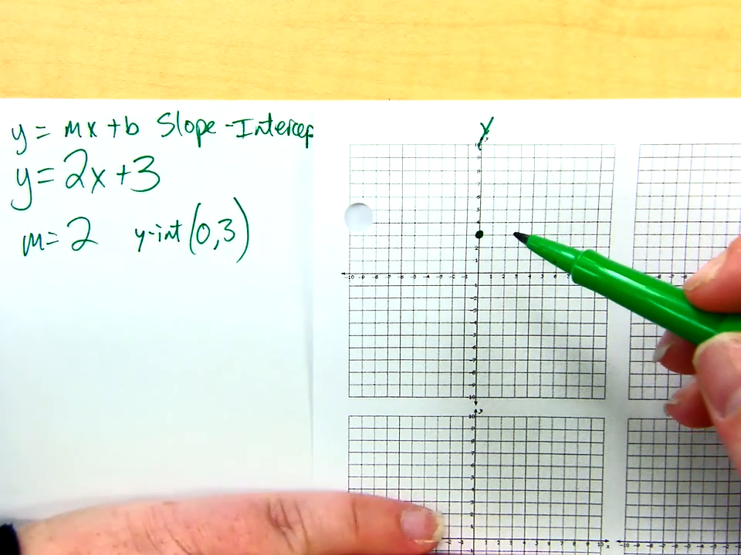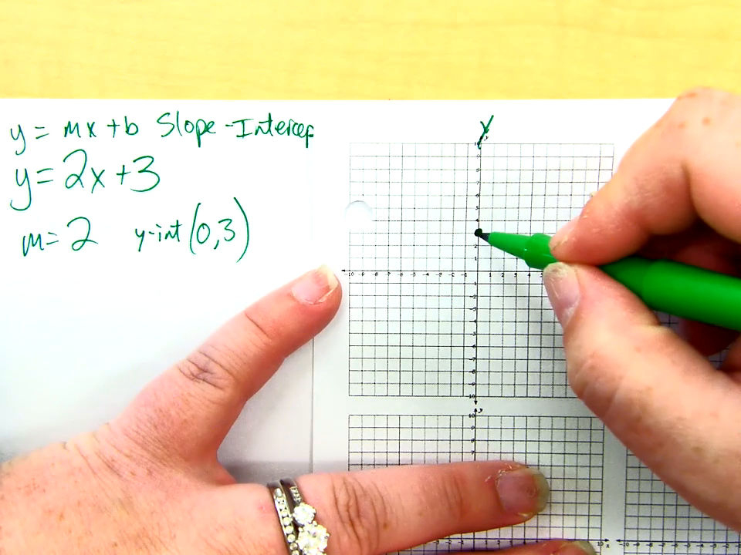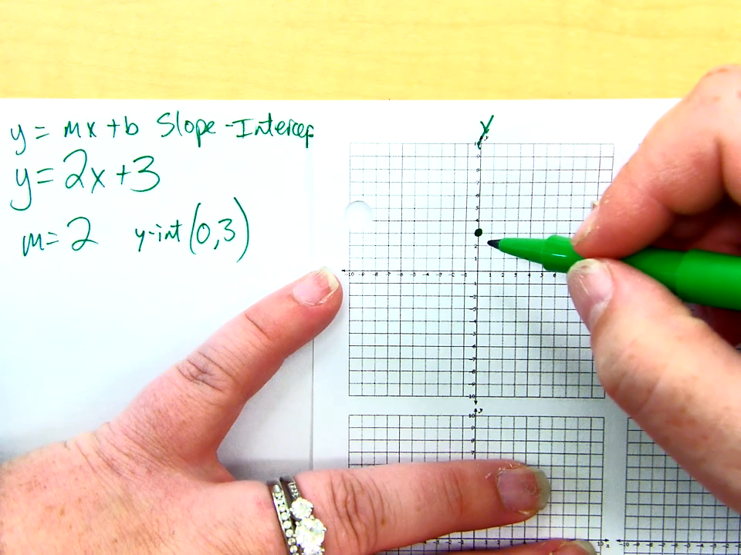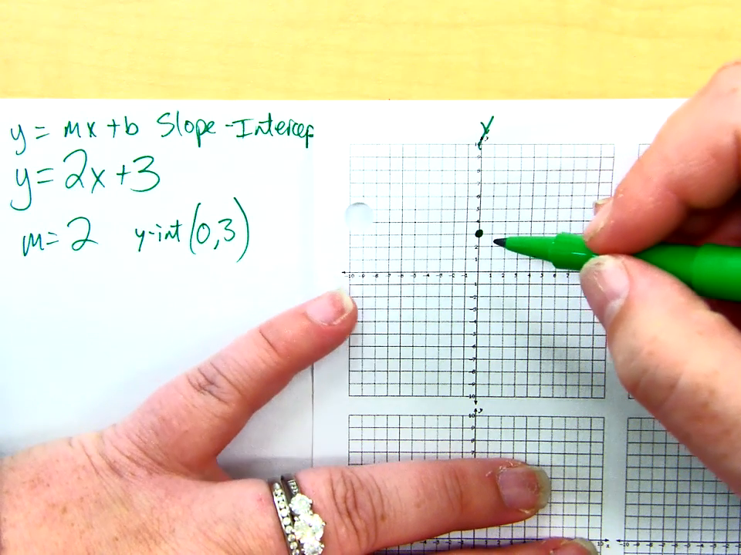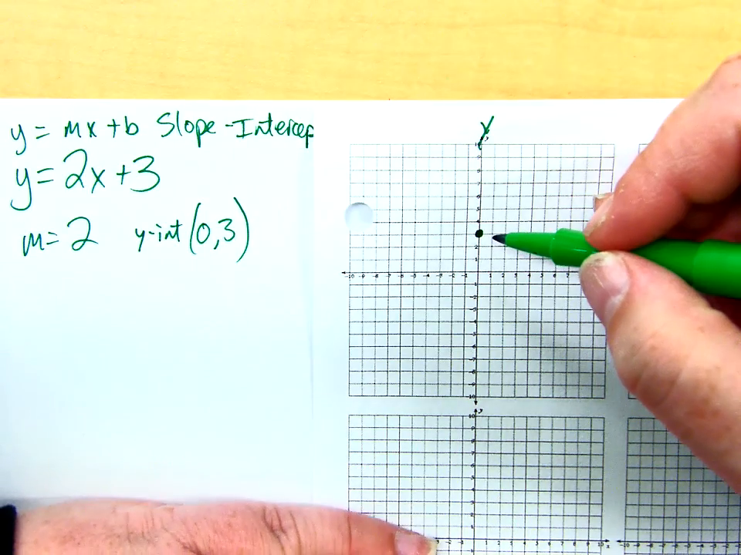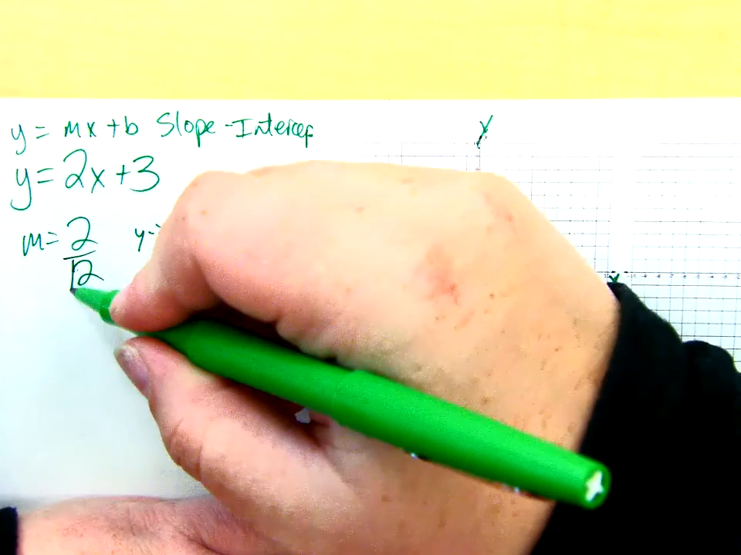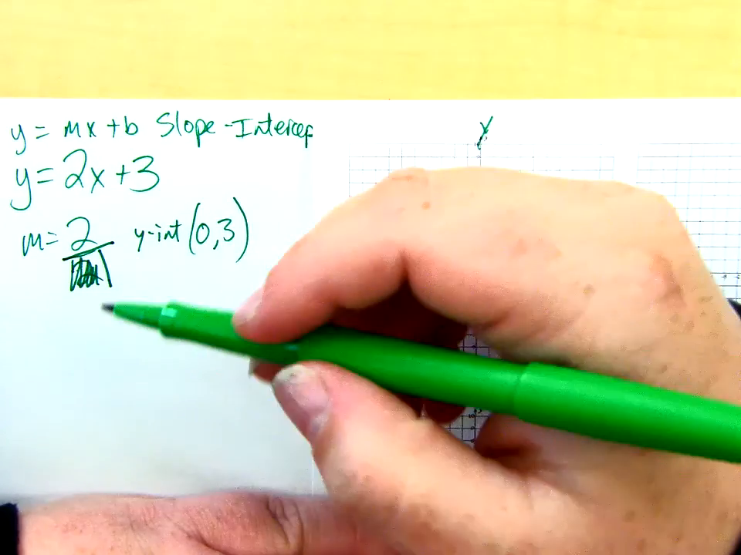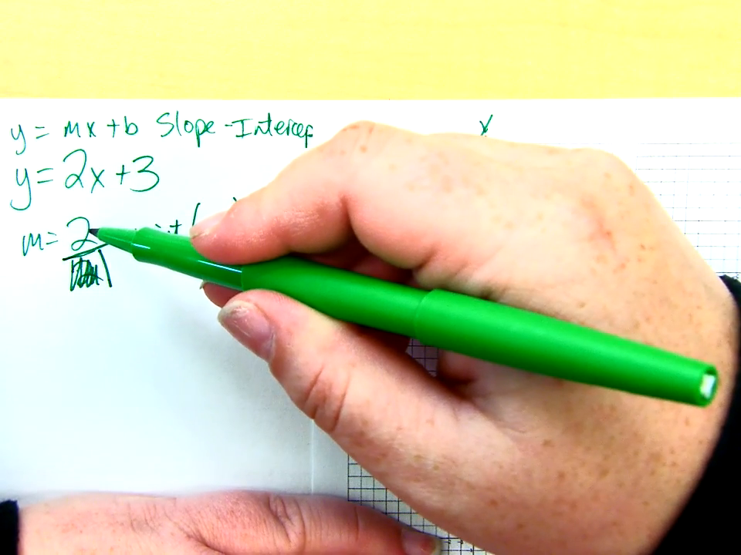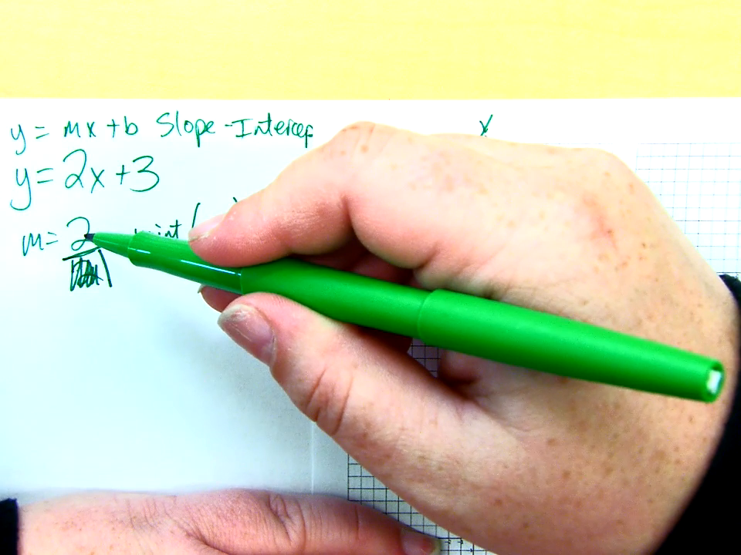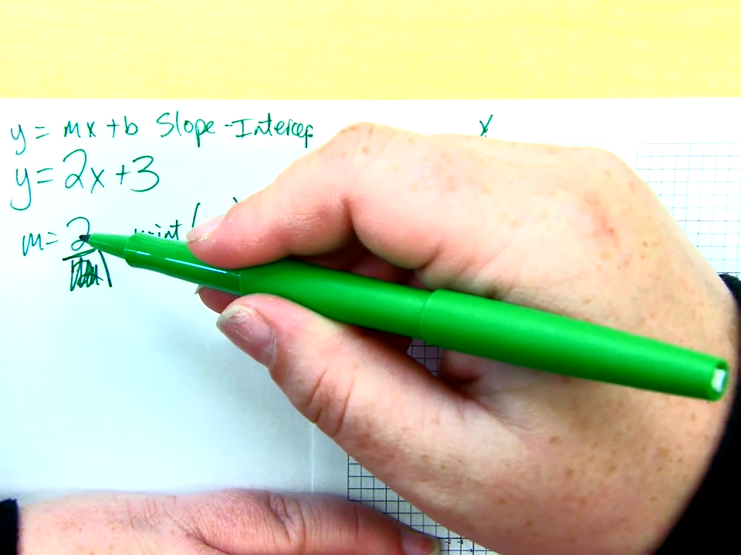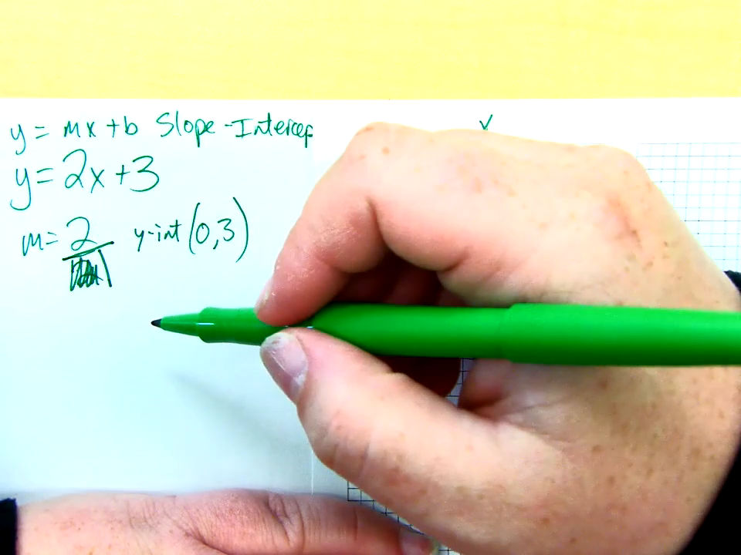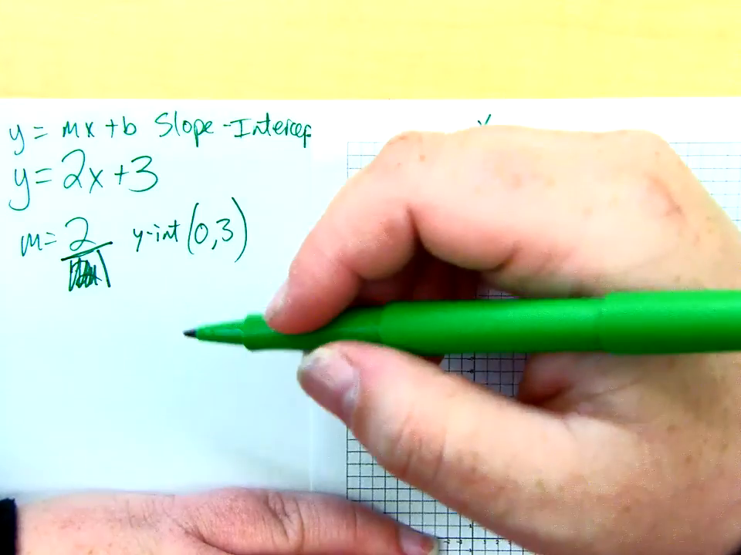If the slope is 2, what does that mean for me to do from this point? Because normally we talk about slope as a fraction, right? So how do you make 2 a fraction? True, 2 over 1. So those are directions. The top number tells you how many boxes to go up or down. If it was a negative, you would go down. If it's positive, you go up. The bottom number tells you how many boxes to go to the right.